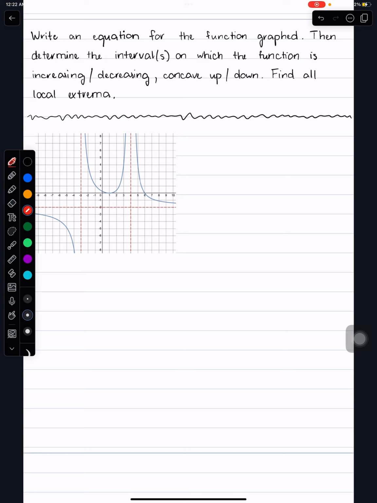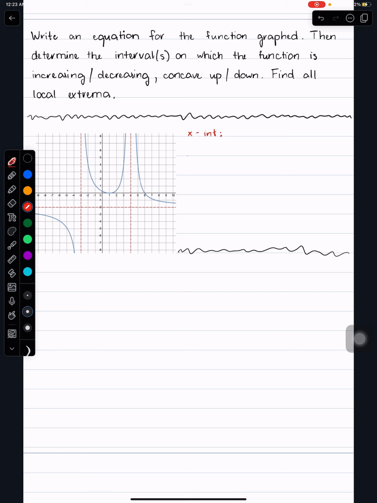So for this problem, before we get started, let me remind us of some formulas. Let me remind us of the multiplicity of the x-intercepts and also of the vertical asymptotes. Okay, so for the x-intercept, we have three types of multiplicity.